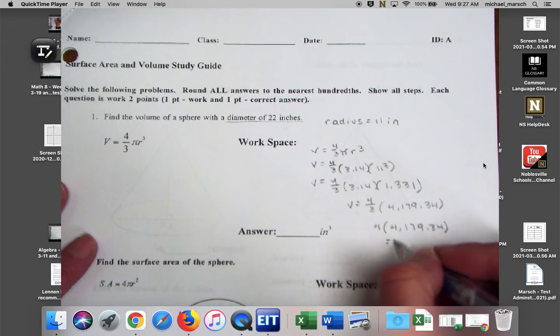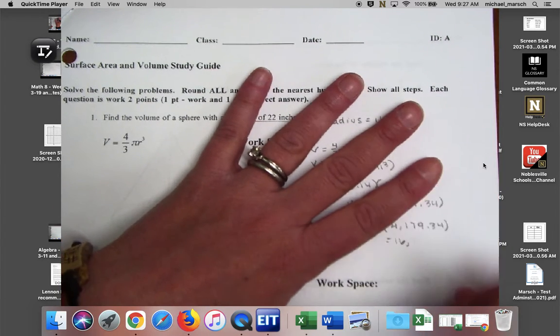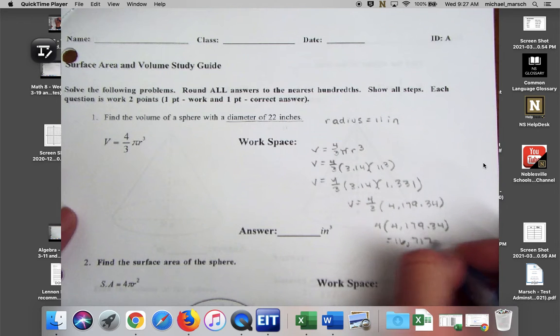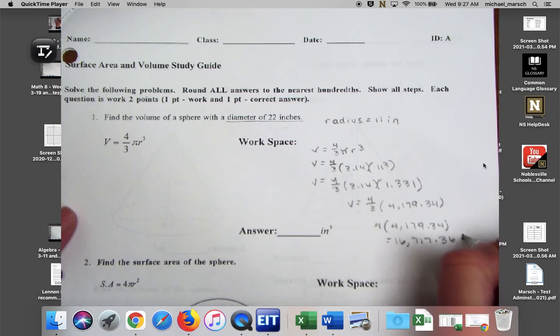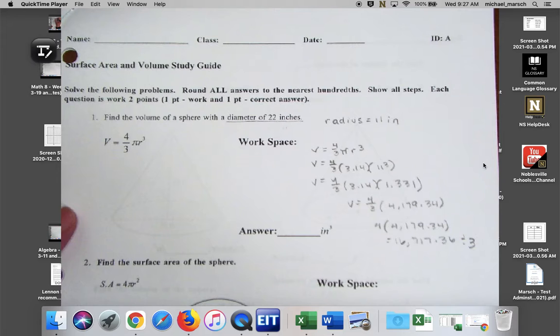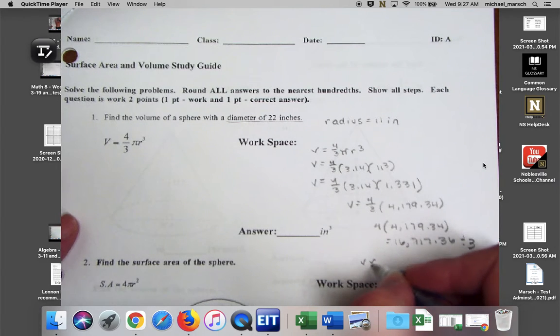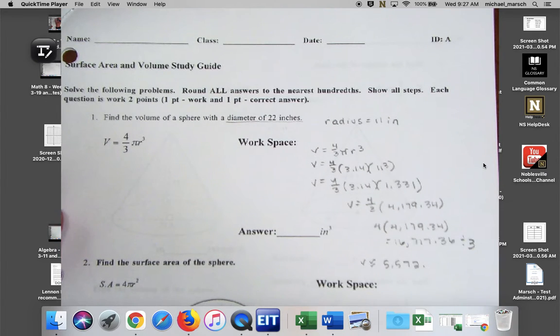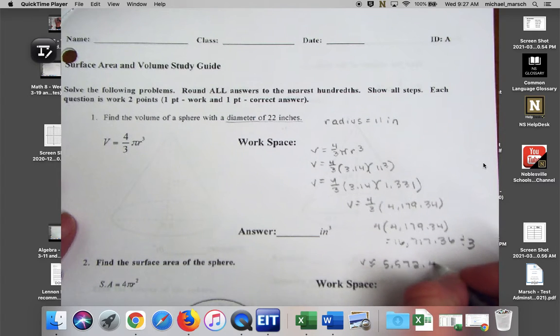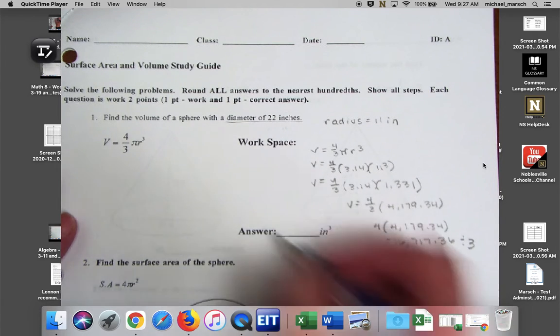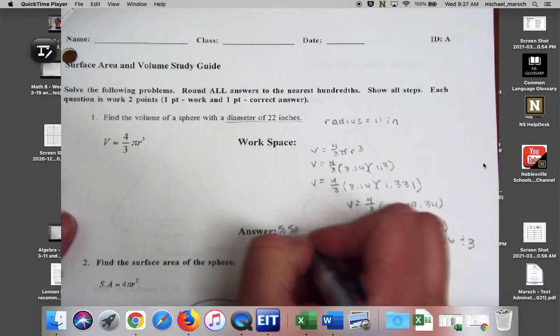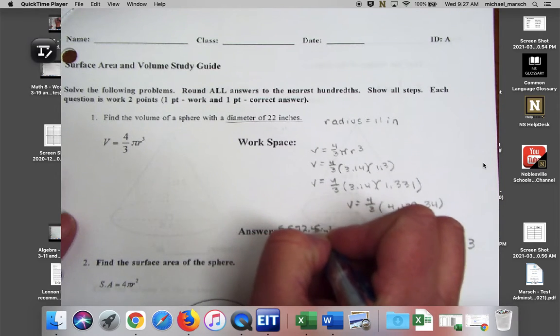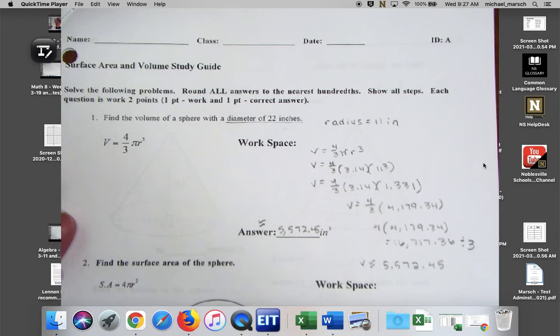And I get 16,717.36. And I divide that by 3. And I get this really long, weird number. So I get volume is about 5,572. And it says 0.453 repeating, so just put 0.45 because we have an about, right? So we would say 5,572.45. And we have our about symbol there.